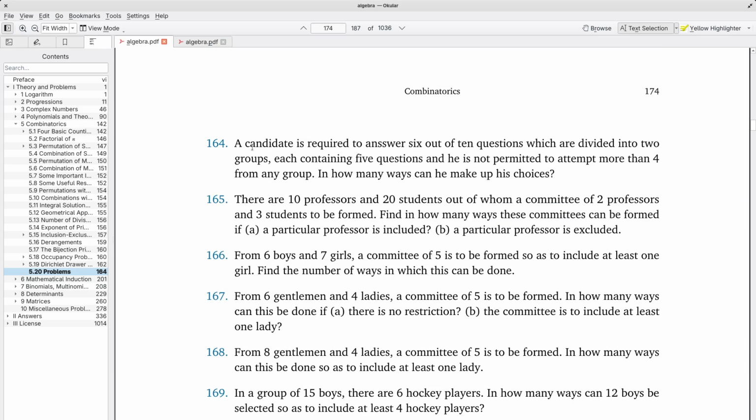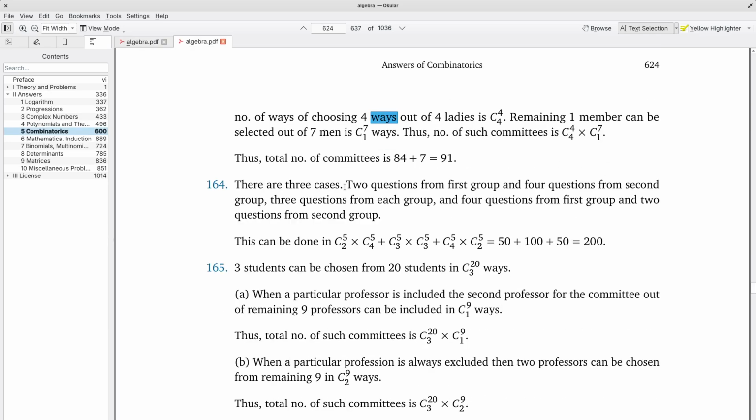Question 164 says that a candidate is required to answer 6 out of 10 questions which are divided into 2 groups, each containing 5 questions, and he is not permitted to attempt more than 4 from any group. In how many ways can he make up his choices? So there would be 3 cases: 2 questions from the first group and 4 questions from the second group, 3 questions from each group, and 4 questions from the first group and 2 questions from the second group. So there are 3 cases.